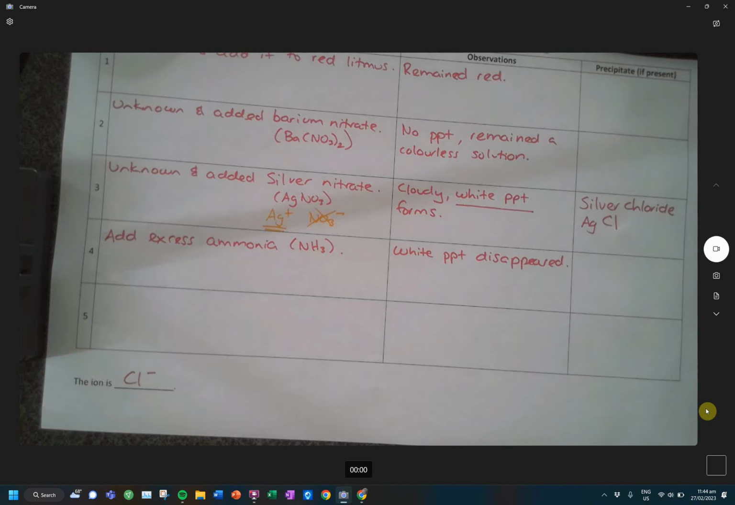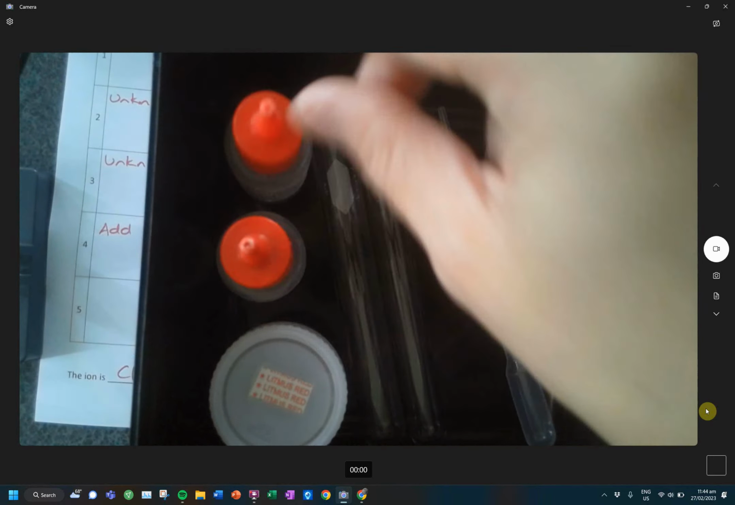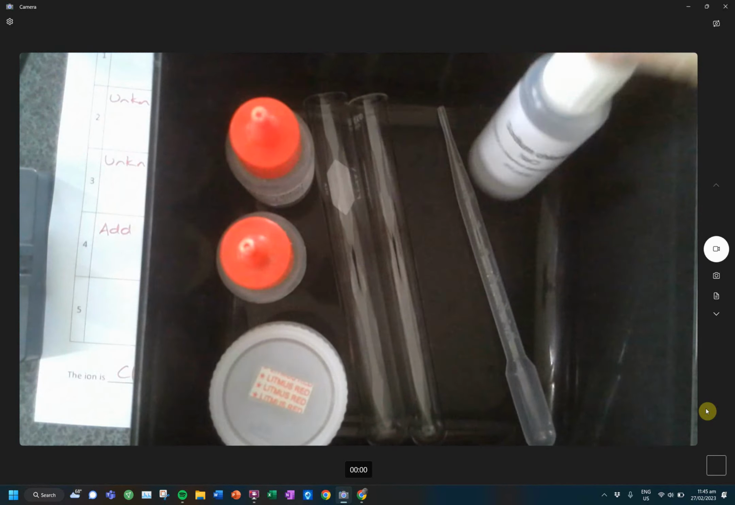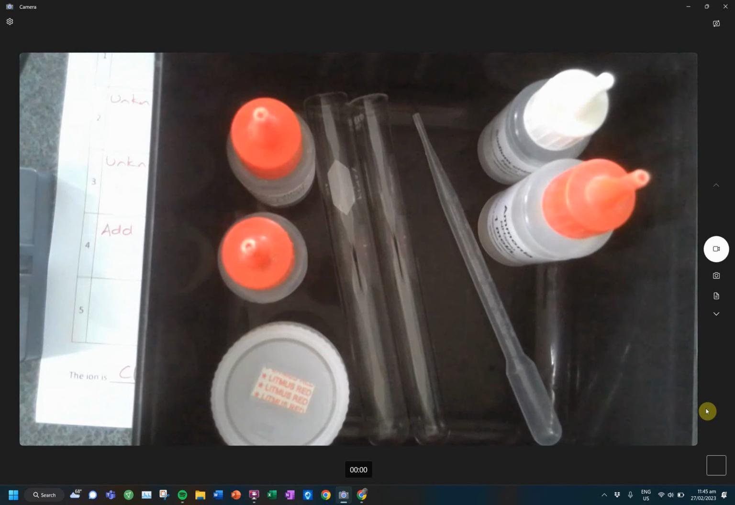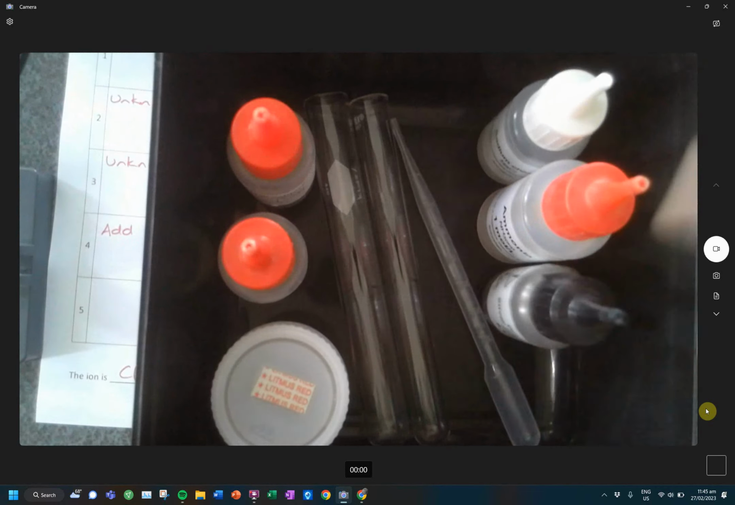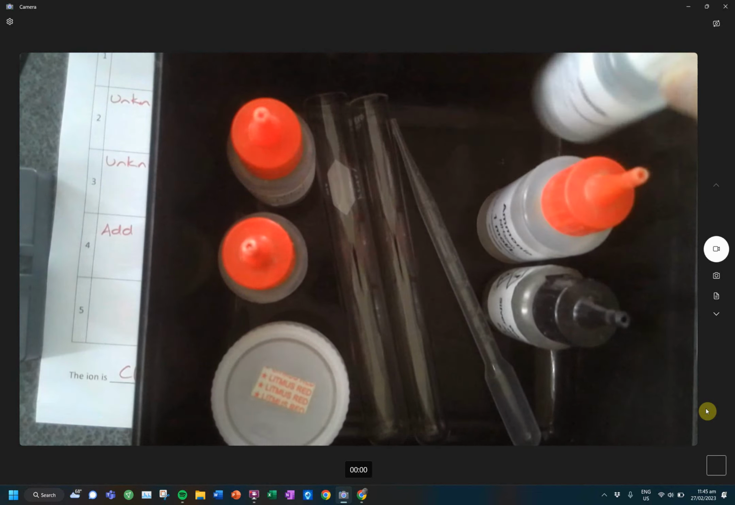While you are doing that, be mindful you need to set up your prep station. Inside your box, we need to have the red litmus, the barium nitrate, the hydrochloric acid, and what else do you need? Ammonia, and silver nitrate. Sorry, you don't need sodium chloride. That was the unknown, which is confirmed because we have the chloride.